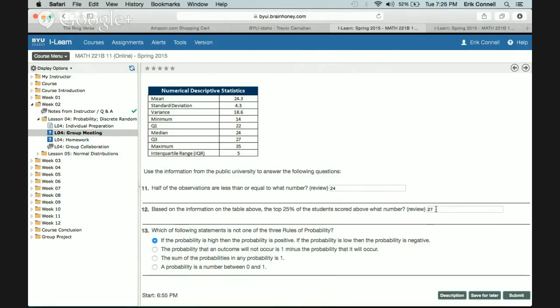Which of the following statements is not one of the three rules of probability? The first one, right? Yep. If probability is high, then the probability is positive. If it's low, then it's negative. That's not it. That is false. Yeah, that's it. Cool.